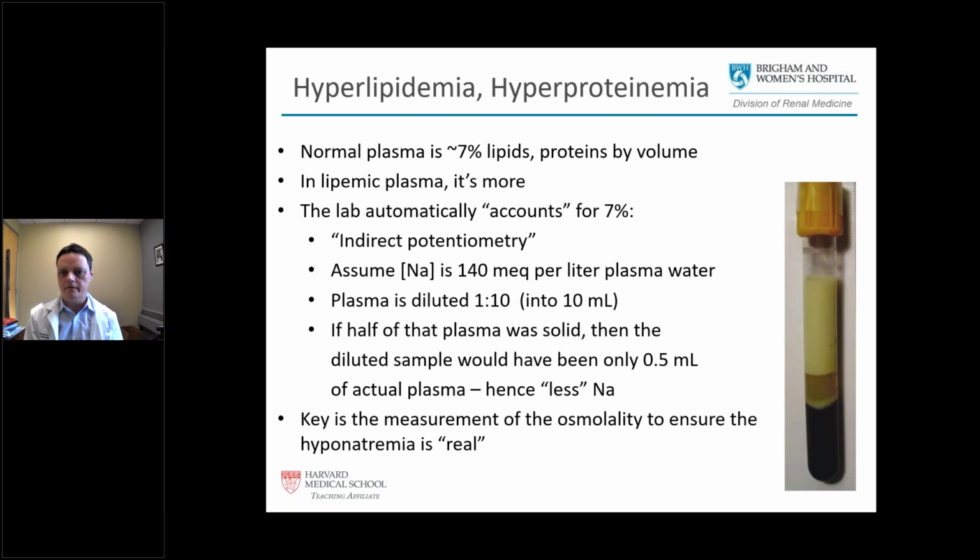This occurs because normal plasma is about 7% lipids and proteins by volume. In a lipemic plasma, it's more, but the lab automatically accounts for this 7%. So if you assume your serum sodium concentration is 140, your plasma is diluted 1 to 10. If half of this was solid, then the diluted plasma sample would only have been 0.5 mils of actual plasma, and hence there'd be less sodium in the sample. The key here is the measurement of the serum osmolality to ensure that this hyponatremia is actually real.